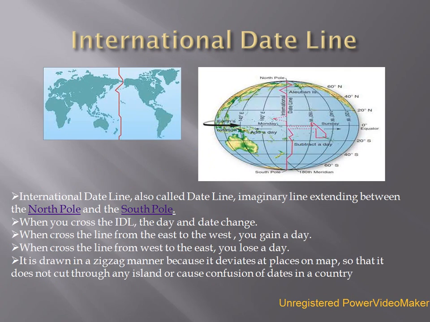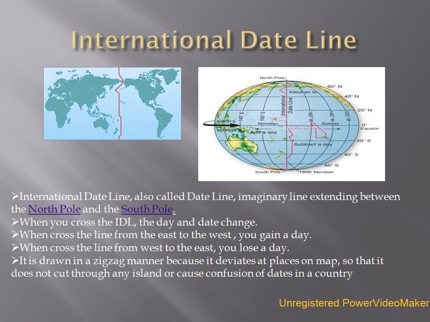In this slide, we will discuss the international dateline. The international dateline, also called the dateline, is an imaginary line extending between the North Pole and the South Pole. When you cross the international dateline, the day and date change. When you cross it from east to west, you gain a day. When you cross it from west to east, you lose a day.